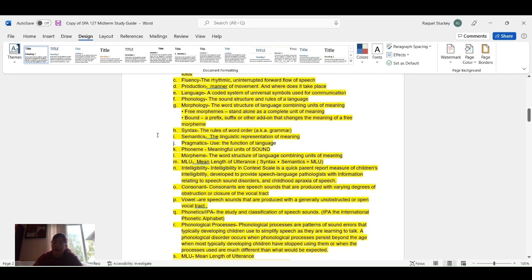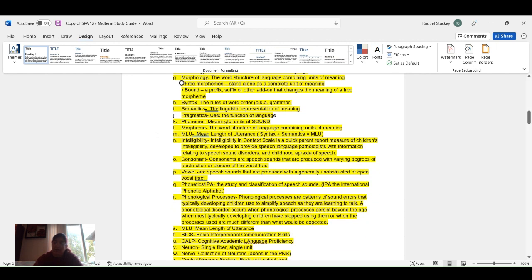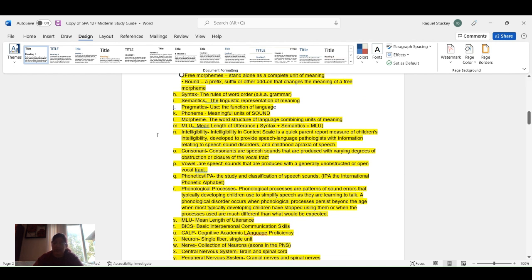Rules of word order, aka grammar, and sentence construction rules: syntax. Word meanings and lexicons: semantics. Language function and social communication: pragmatics.